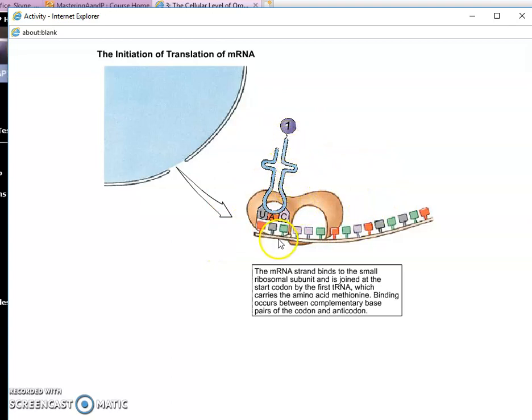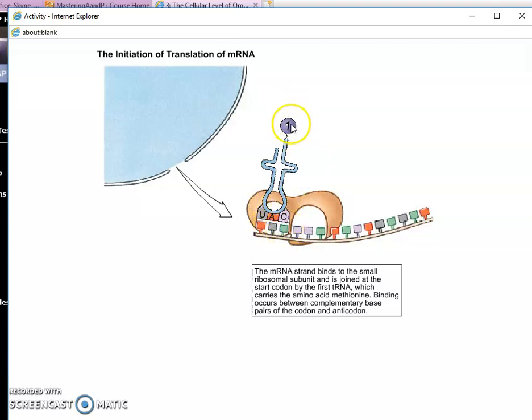Now, the first codon here was always AUG, which meant that our transfer RNA had to bring an amino acid to this, and it went to this light subunit. So that means if that was U, this had to be A. If that was A, this had to be U. If that was C, this had to be G.